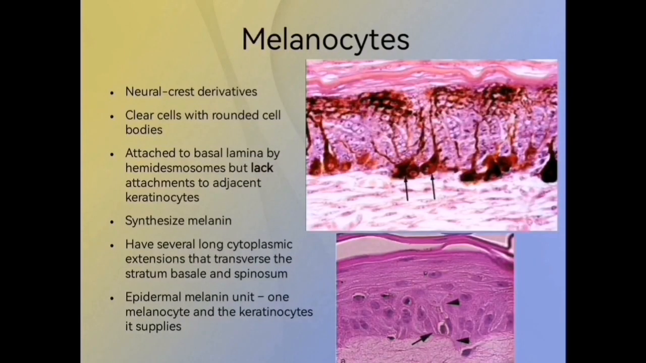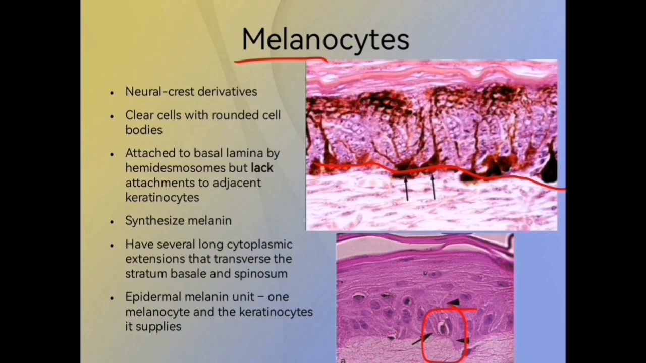Now let us look at melanocytes. These are cells within the epidermis, specifically within the basal layer of the epidermis, which is the stratum basale, which synthesize melanin. These cells are neural crest derivatives, and they appear histologically as clear cells with rounded cell bodies and central nuclei.